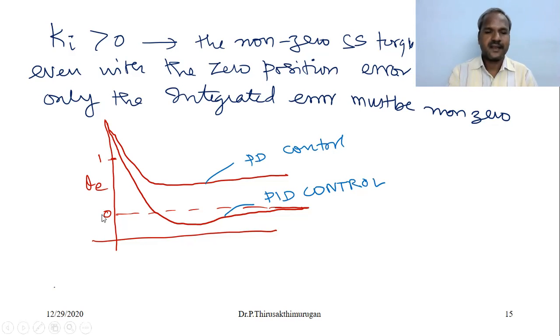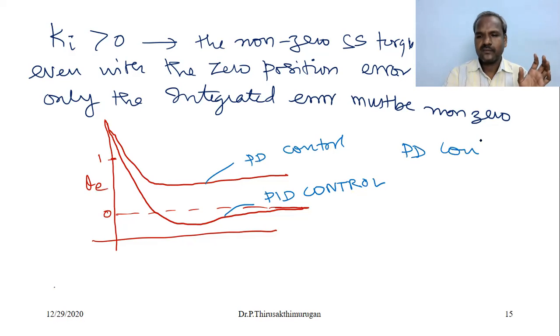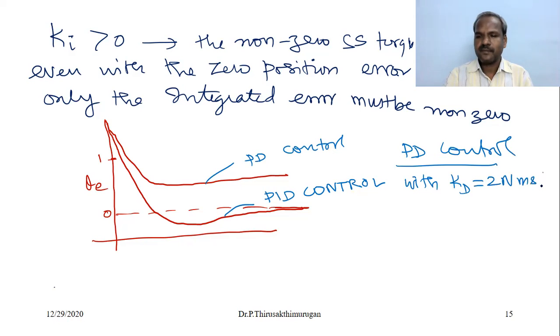Clear. So this is the tracking error for the PD controller. This is a typical plot with the PD control. What is the PD control dynamics? PD control with Kd equal to 2 Newton meter second per radian, and Kp, the position gain, equal to, this is a typical plot for this, Newton meter per radian.